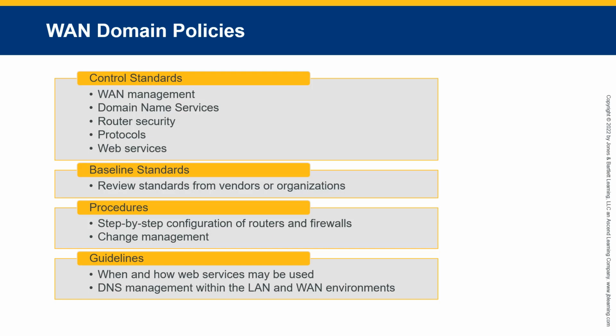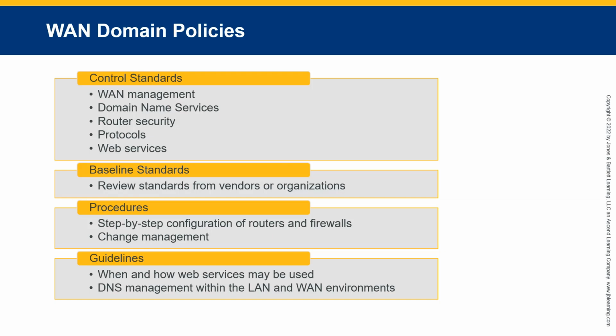Baseline standards. The lines between the baseline and control standards can blur in the WAN domain. The reason is that the topics tend to focus on specific technology solutions such as routers, protocols, and web services. Many organizations tend to focus on a small set of network vendors such as Cisco Systems or Juniper Networks. Because the standards are often written with these technologies in mind, you can find a convergence of control and baseline standards in one document versus two.